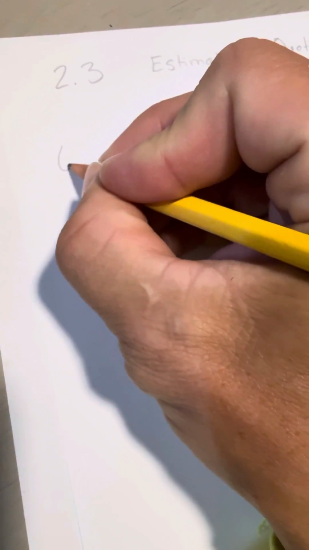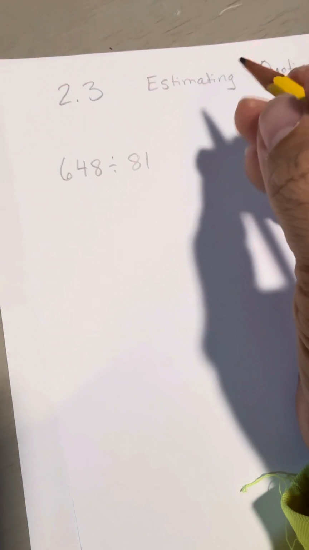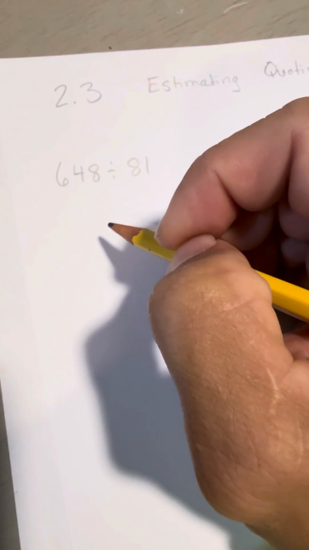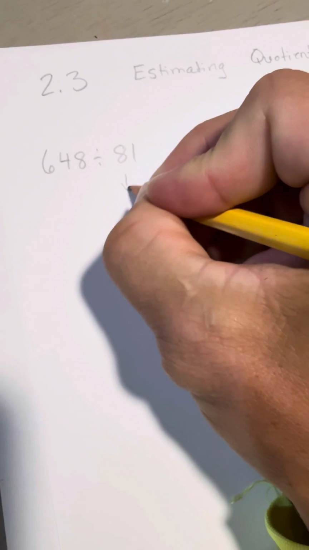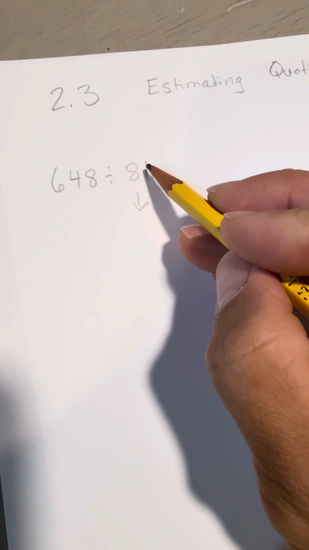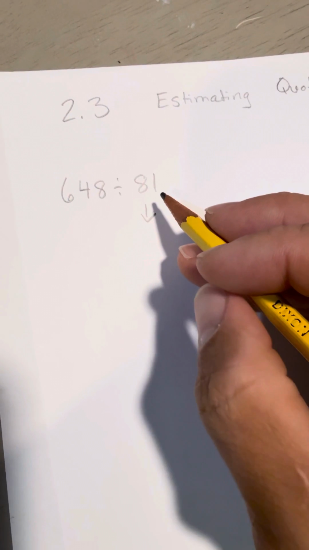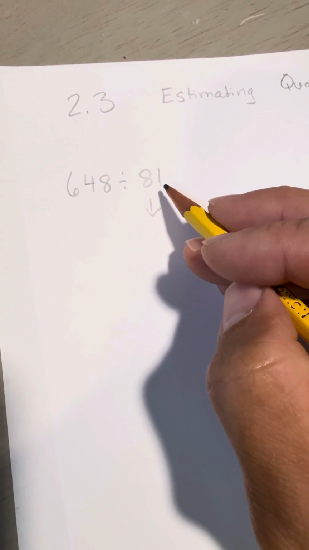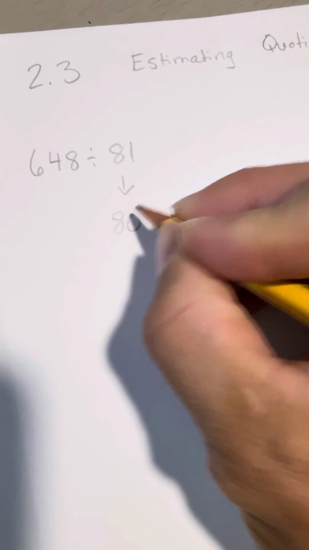If I gave you a problem, such as 648 divided by 81, and I wanted to see what the answer is, I would first understand this is not something I could do easily in my head. So I'm going to change these numbers to make easy numbers in my head. I always want to start with the divisor. The divisor is the number of groups, and I want this to be the closest number to the actual. So I have 81 as my divisor. A number that's close to 81 is 80.